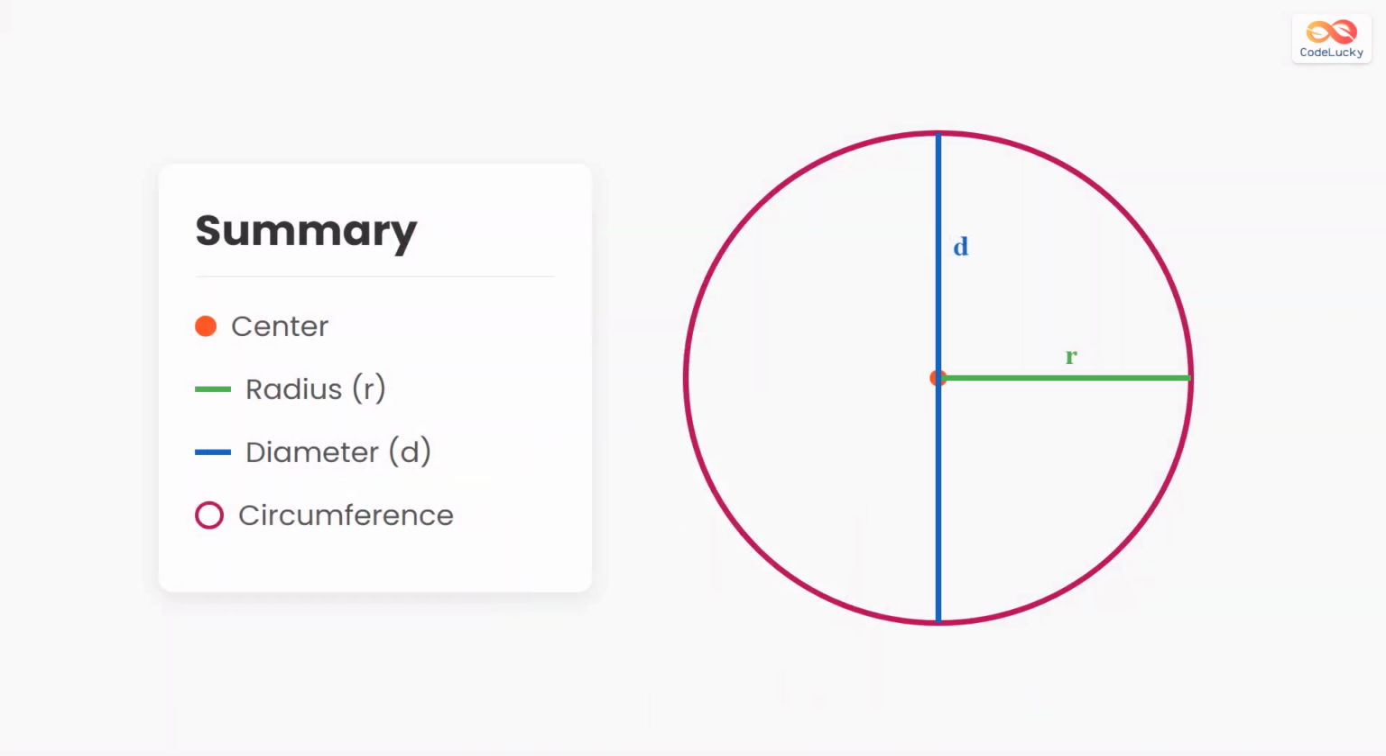Let us recap what we have learned. The center is the middle point. The radius connects the center to the edge. The diameter connects edge to edge through the center, and the circumference is the distance around the outside. Understanding these parts is the key to mastering circle geometry.